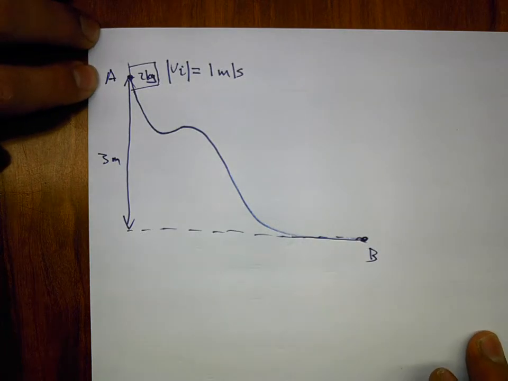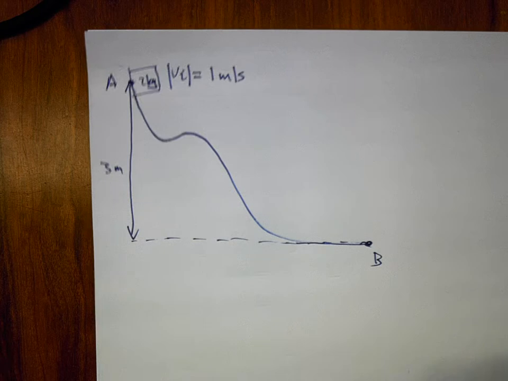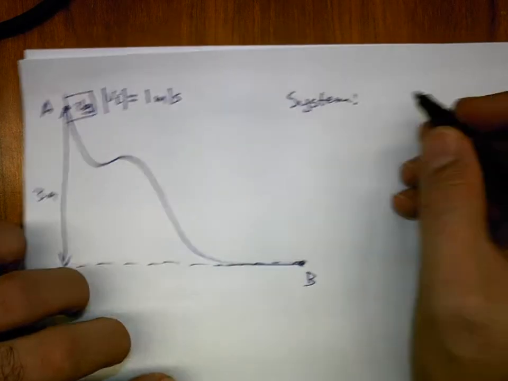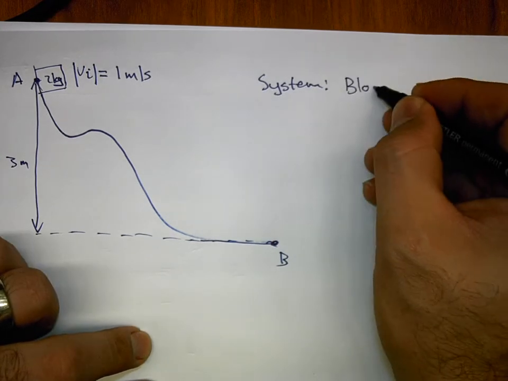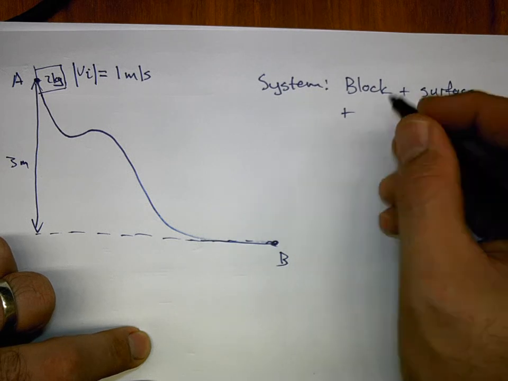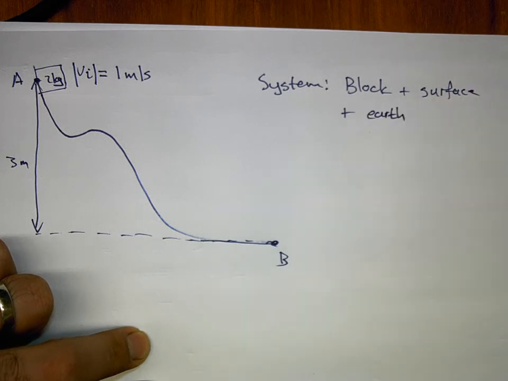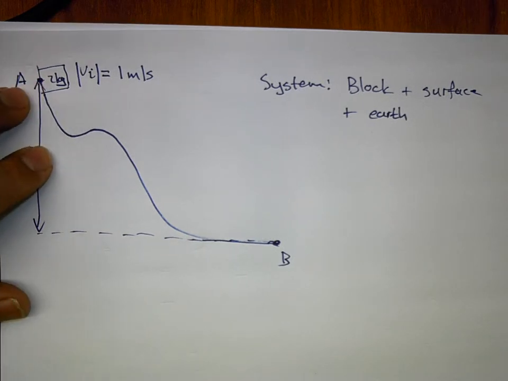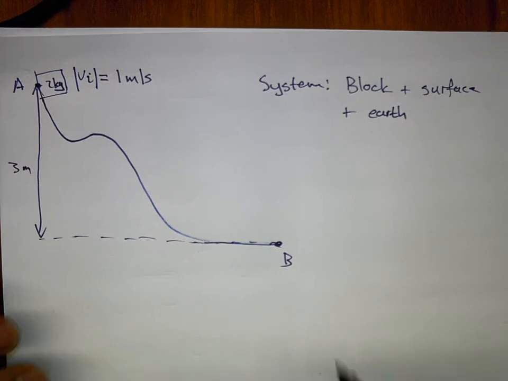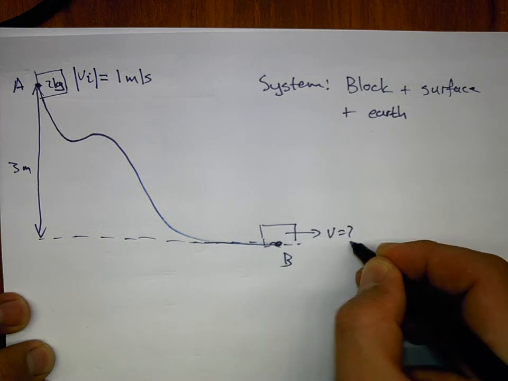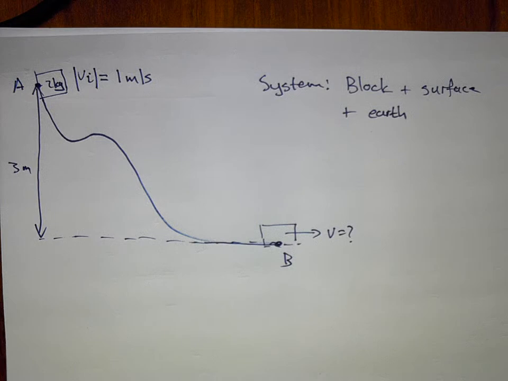Right, so this is the problem we need to solve. Now, let's first define a system. Let's say a system is the block of ice plus the surface on which it slides plus the earth, which provides us with the weight. So the gravitational pull from the earth on this block is essentially the force that would be moving it over the surface. And what we need to calculate is what that velocity will be once the block gets over there.